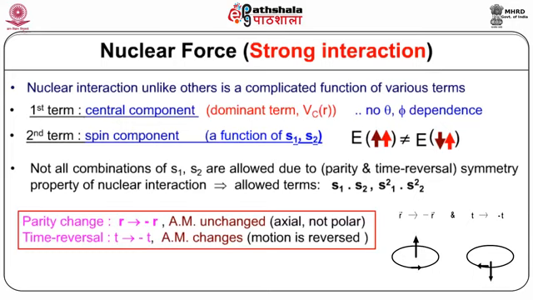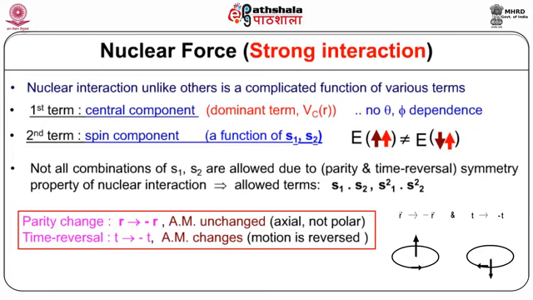The first term is the central component, which is the dominant term and is represented by VC(r). It doesn't have any theta or phi dependence. It means the main component in nuclear interaction is the central component. The second term is the spin component. Spin component means the nuclear force depends upon the spin of the nucleons also. So it's a function of S1 and S2, and this we can conclude from our observation that E for deuteron with parallel spin, meaning neutron and proton, is not equal to E for deuteron with antiparallel spin.